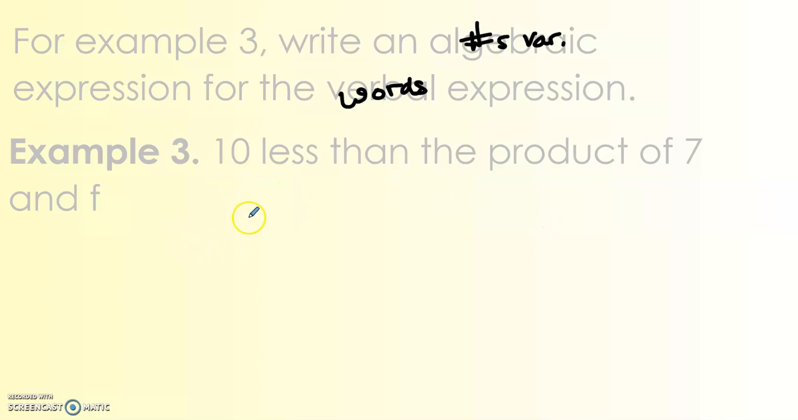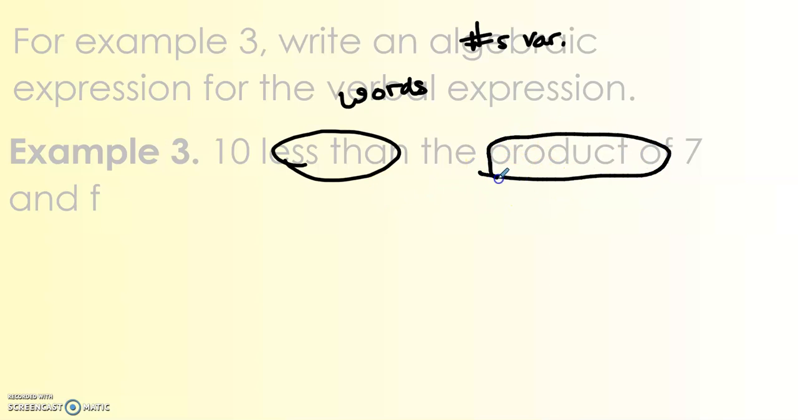We have to work a little backwards here. So we have 10 less than the product of 7 and f. Now that I've read it, I'm going to try to identify any mathematically relevant language in here. For example, I see the term less than, and I know that's important, and I see the product of, which we just talked about in the last example. All right, now I'm going to do some annotation. What do these words that I circled even mean? And do I recognize anything else?